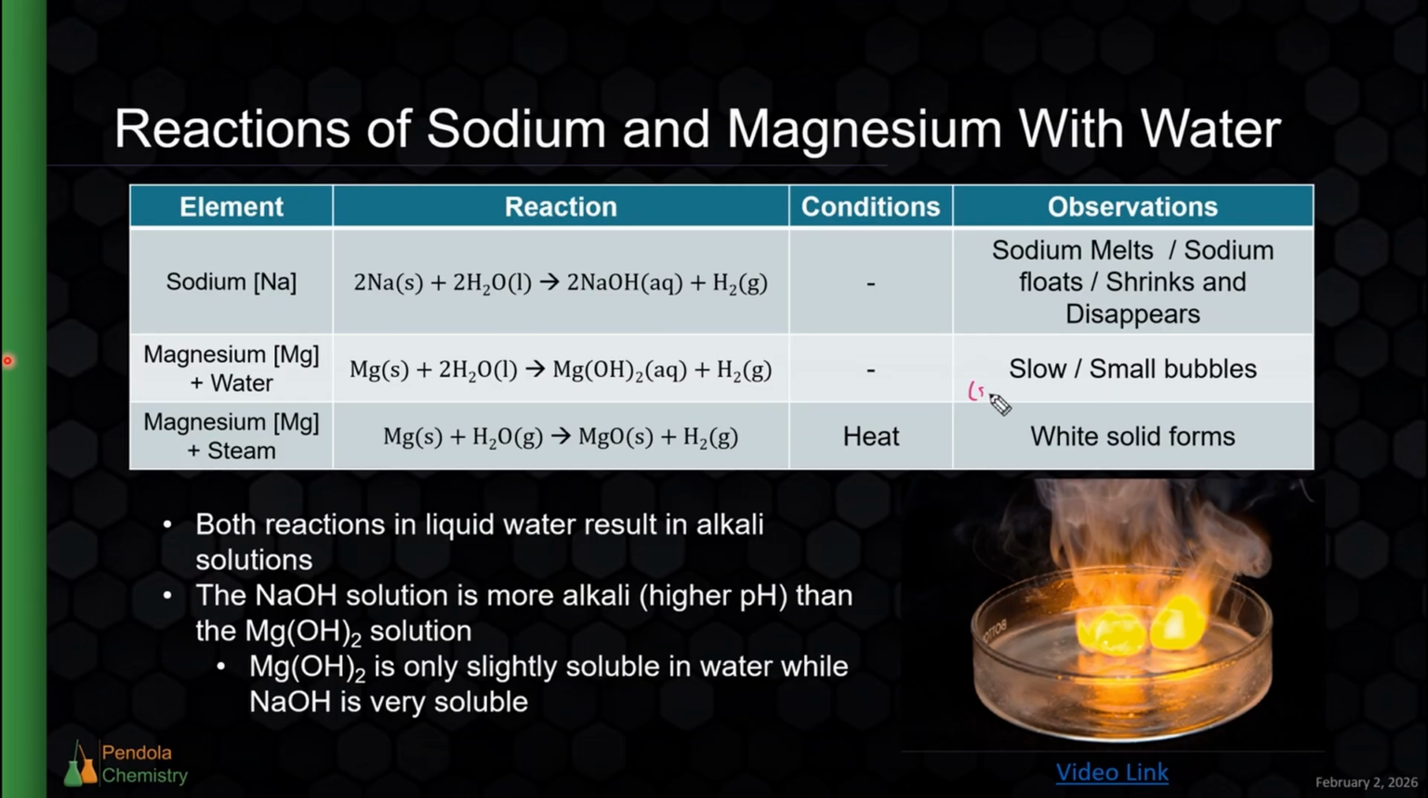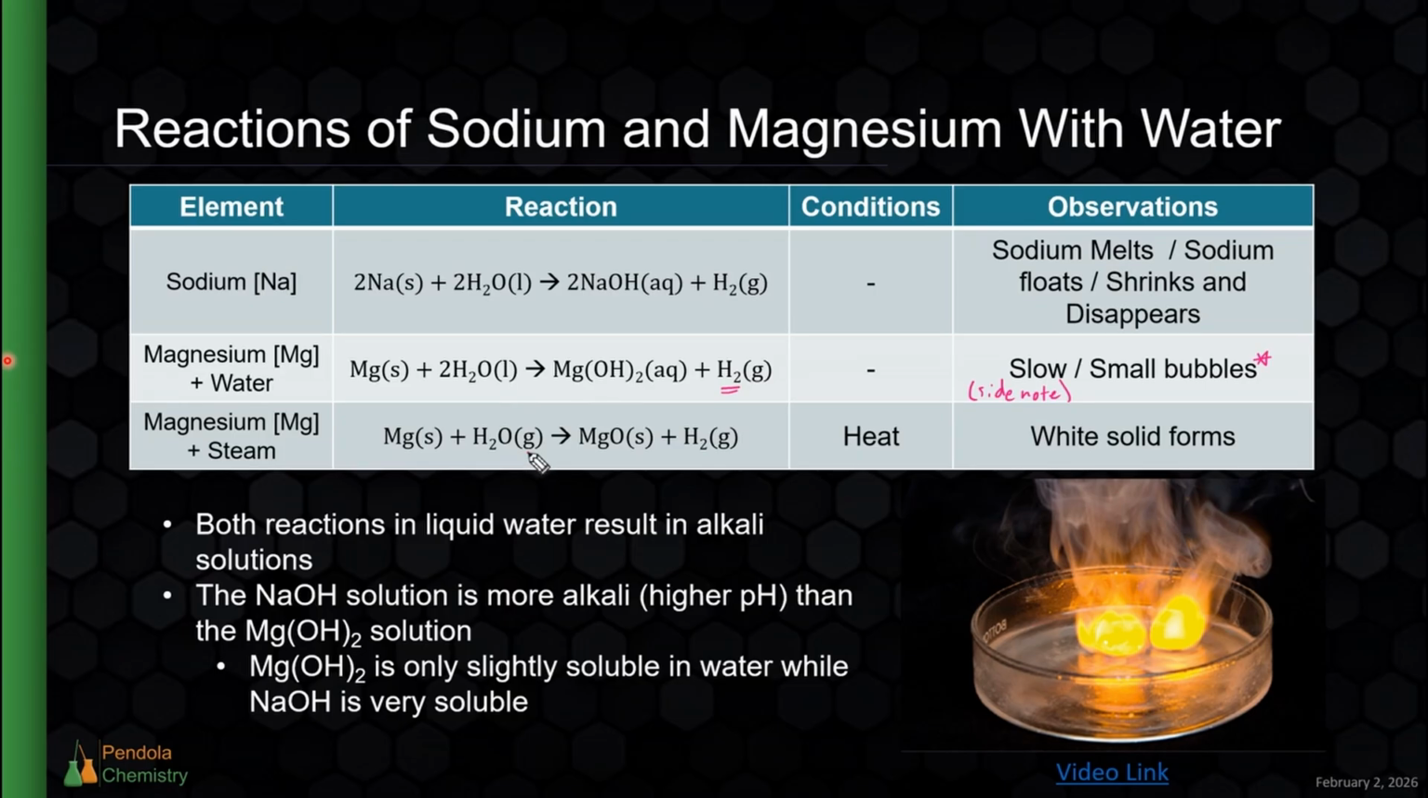Again, this is a side note because speeds of reaction are a side note, not really an observation. And what we see is very small, slow bubbling. So we see very small and slow bubbles coming out of the magnesium as it slowly reacts with water. And those bubbles are of hydrogen gas that's created. Now, that changes though when we use steam instead of water.